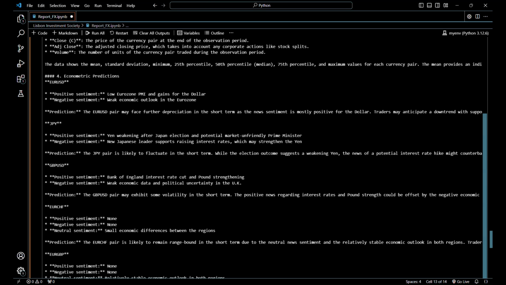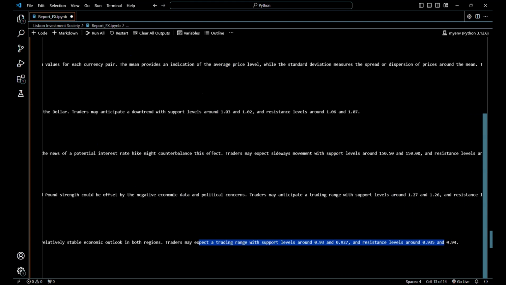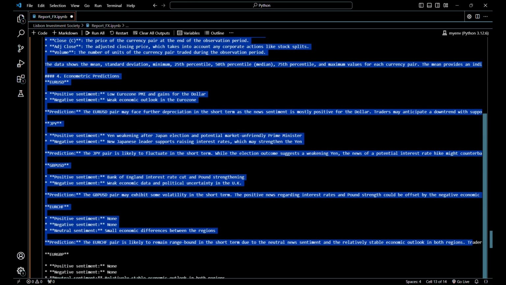And then euro against CHF is not really giving me great signs on the positive or the negative. You have neutral, which small economic differences between the regions, right? Between the EU region and the Swiss region. So the euro against the Swiss franc pair is likely to remain range bound in the short term due to the neutral news sentiment and the relatively stable economic outlook in both regions. Traders may expect a trading range with support levels around 0.93 and 0.927 and resistance levels around those resistance levels, right?